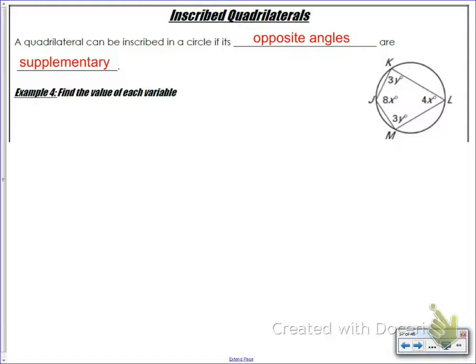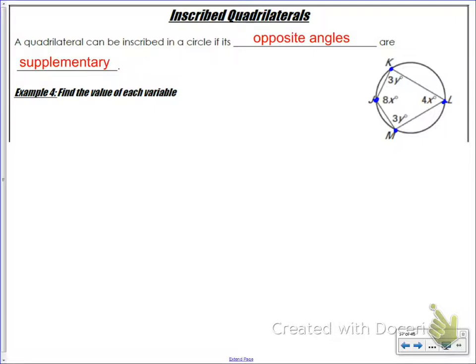All right, and our last theorem that we have here has to do with an inscribed quadrilateral. So a quadrilateral that's inscribed in a circle will have opposite angles supplementary to each other. So here we have an example where I have J, K, L, and M all on the circle. So if I connect those, I get my inscribed quadrilateral. And we know that opposite angles are going to be supplementary.